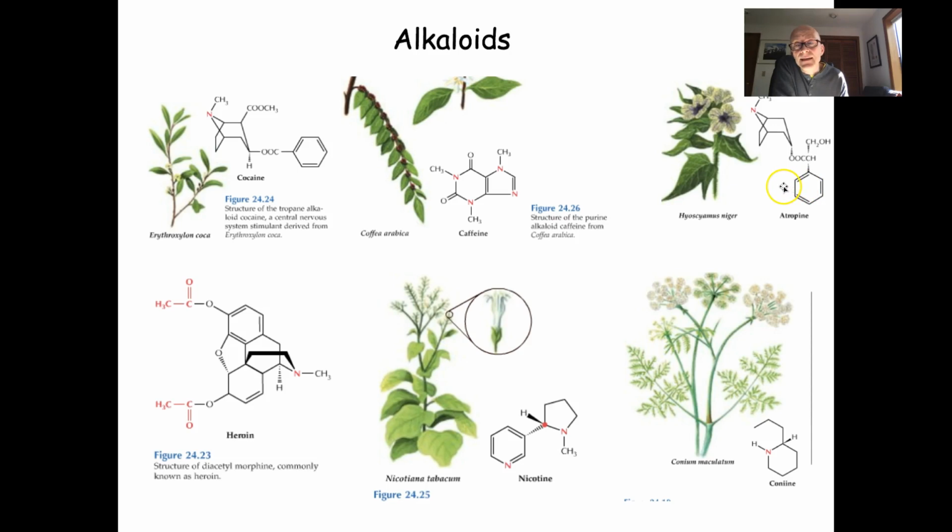Atropine is a very interesting compound. That comes from Hyoscyamus, belladonna. We'll talk a little bit more about that in a second. And then you see heroin here. This is quite complicated, right, with these bridging carbons. Here's the nitrogen, and nicotine, and coniine, that's the poison from the hemlock plant that I mentioned earlier.